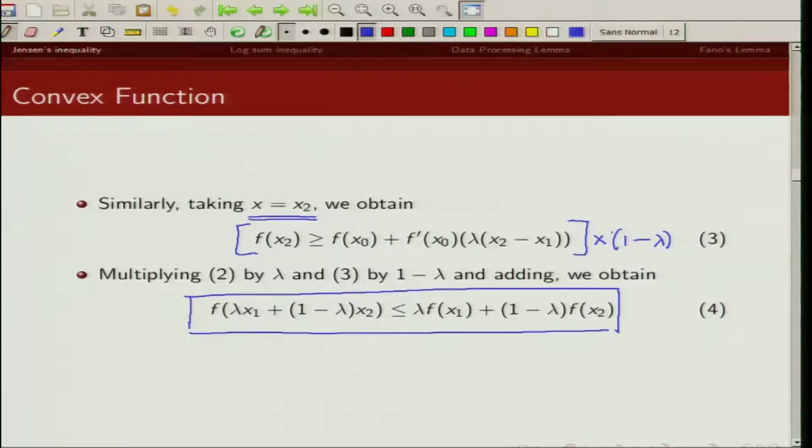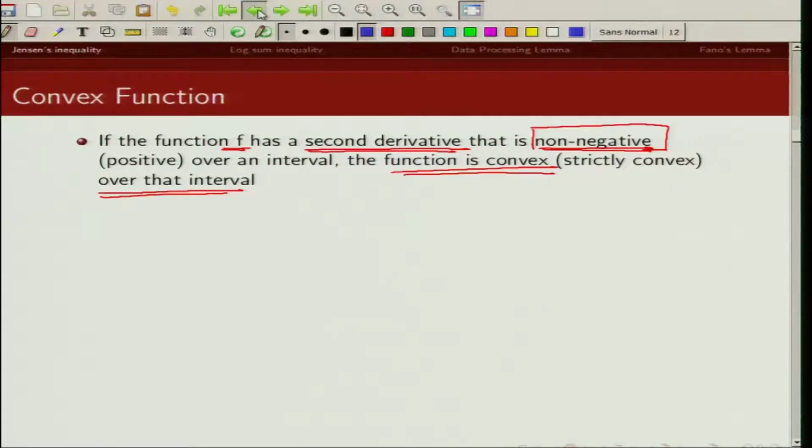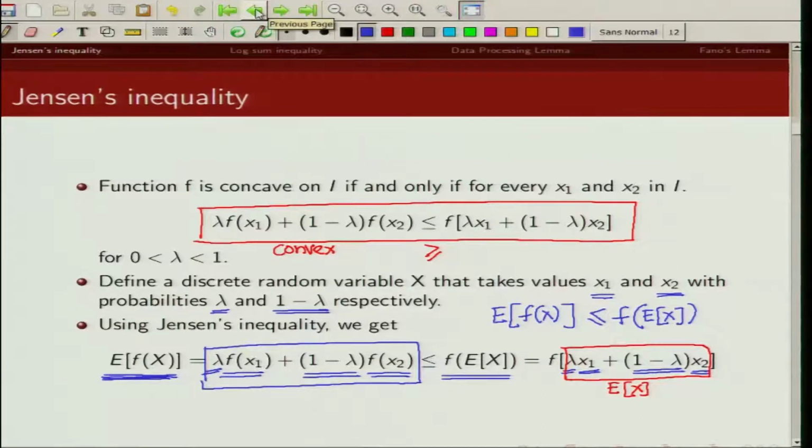So again I repeat, if I multiply equation 2 by lambda and equation 3 by 1 minus lambda and add them up, I get this condition that f of x naught is less than or equal to lambda times f of x1 plus 1 minus lambda times f of x2. Now what is this? You go back to our previous expression that we had. We have said if the function is concave, then lambda f of x1 plus 1 minus lambda f of x2 is less than or equal to the function evaluated at lambda x1 plus 1 minus lambda x2, and if the function is convex, we said lambda f of x1 plus 1 minus lambda f of x2 would be greater than or equal to the function evaluated at lambda x1 plus 1 minus lambda x2.